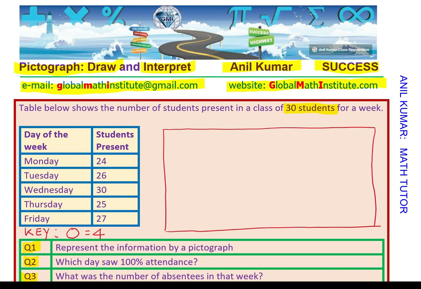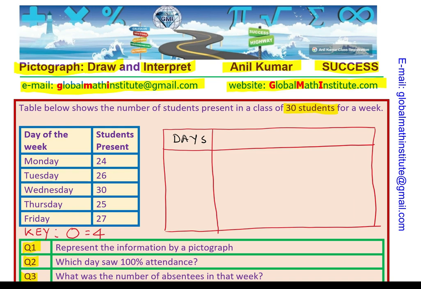Right. So we'll write the number of days here. Okay. Perfect. So days and students present. So it's a number. This means number of students present. So try to do a neat job.